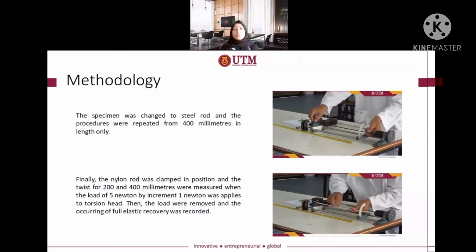The nylon rod was clamped in position, and the twists for 200 and 400mm were measured when the load of 5 Newton, by increments of 1 Newton, was applied to the torsion head. Then the load was removed and the full elastic recovery was recorded.